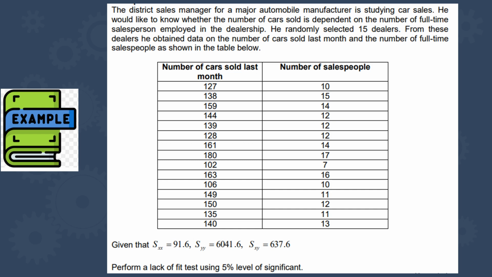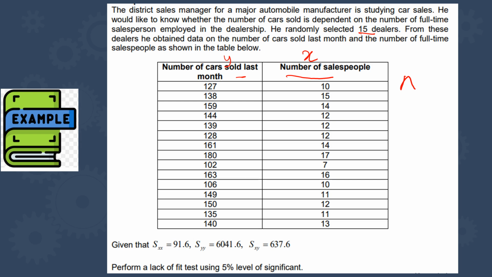So this example is about a district sales manager for a major automobile manufacturer who is studying car sales. He would like to know whether the number of cars sold last month is dependent on the number of full-time salespersons employed in the dealership. So this is actually your Y, and this is your X, right? He randomly selected 15 dealers, so this is your number of observations, your N. From these dealers, he obtained data on the number of cars.